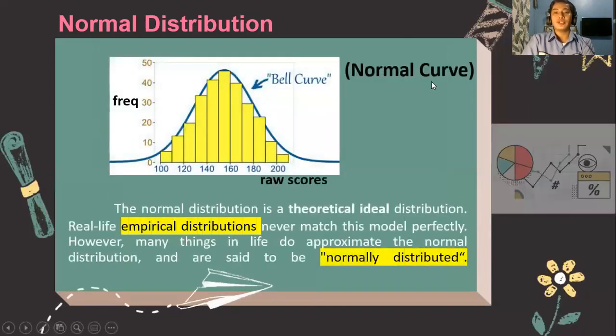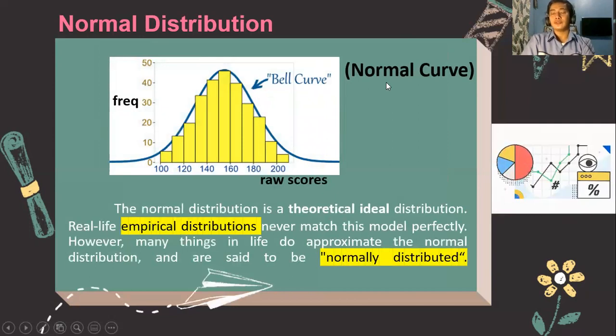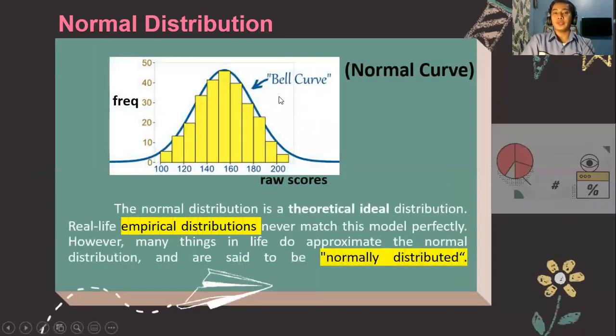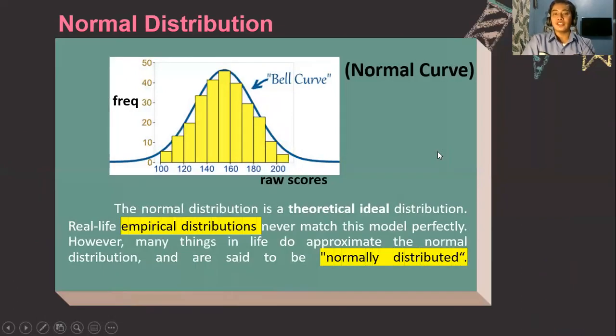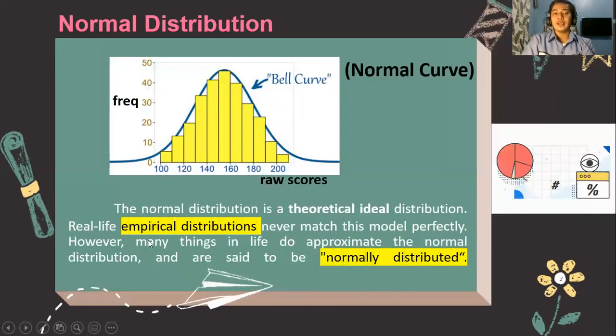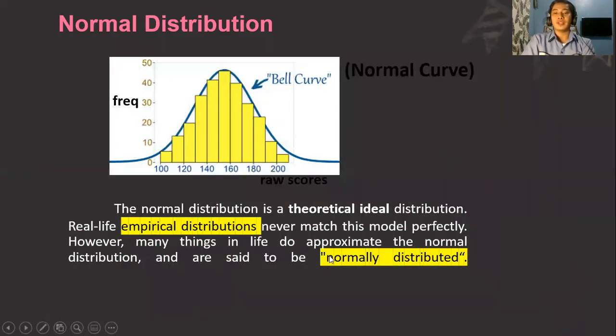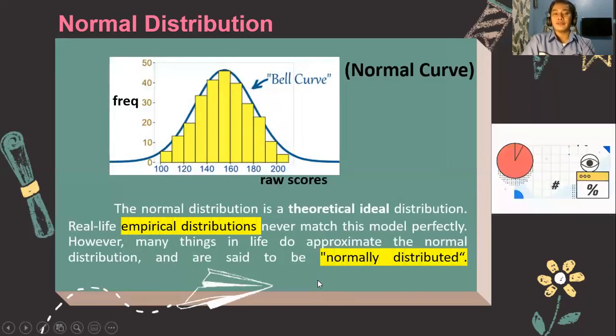So the normal distribution is also referred to as the normal curve, or sometimes what we call the bell-shaped curve. So it's a theoretical and ideal distribution. In real life, the empirical distribution never matches this model perfectly, but it is a perfect model for us to say that things are normally distributed.